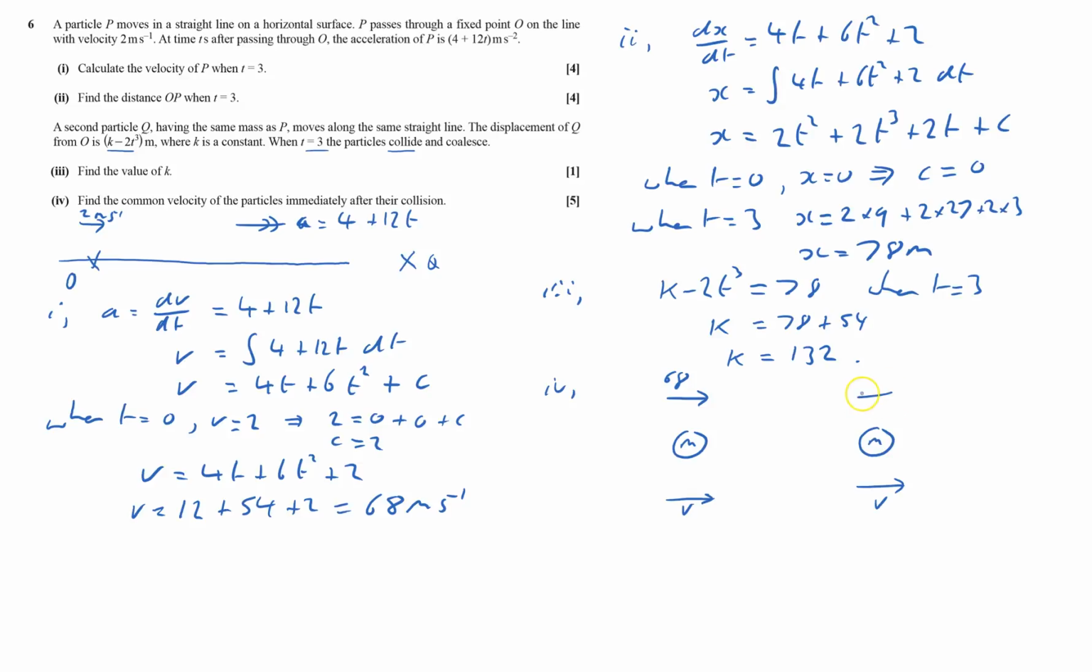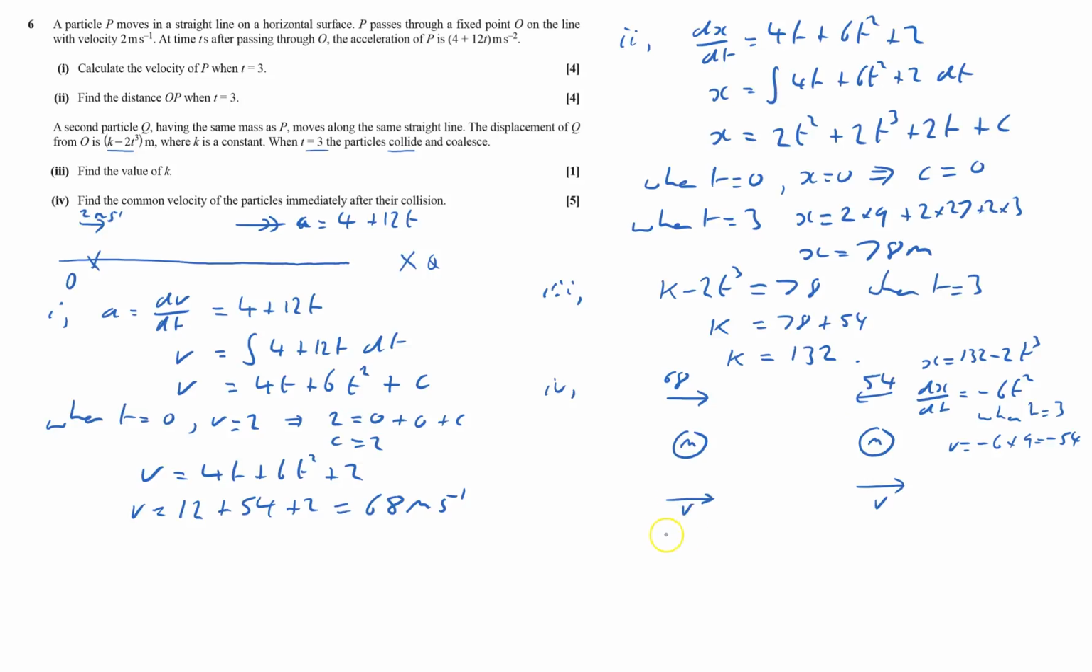Obviously moving this way. I'm told what our thing is. So x equals 132 minus 2t cubed. And I want the velocity, so dx by dt. Differentiate that. That will give us minus 6t squared. And when t equals 3, v equals minus 6 times 9, which equals minus 54. So this bit must be 54, and it's going to the left. And now we can do it.